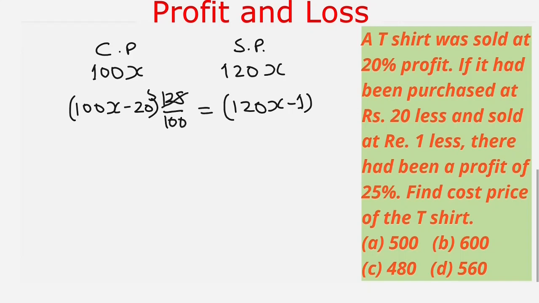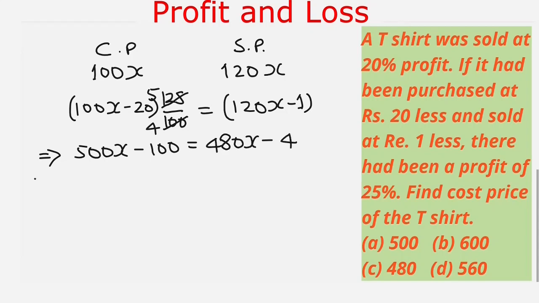25 cancels 125 five times and 100 four times. By cross multiplication we get 5 multiplied by 100x is 500x minus 5 times 20 is 100, equal to 4 times 120x is 480x minus 4 times 1 is 4. On transferring 480x to the left side, we get 500x minus 480x is 20x, equal to, transferring 100 to the right-hand side, 100 minus 4, equal to 96.